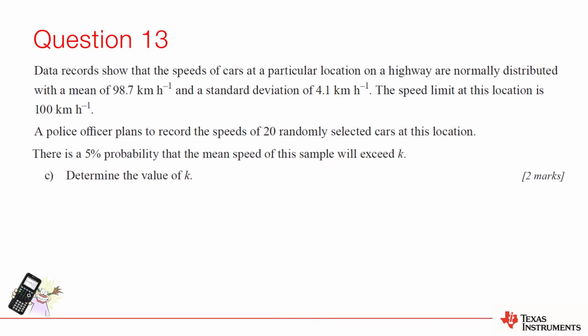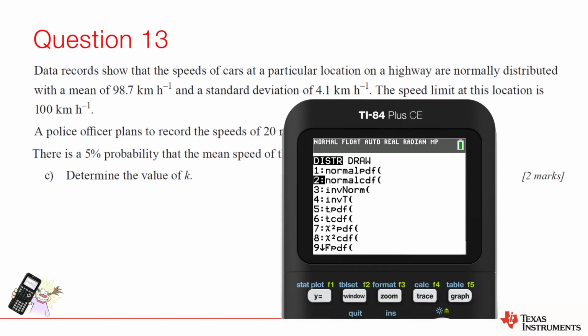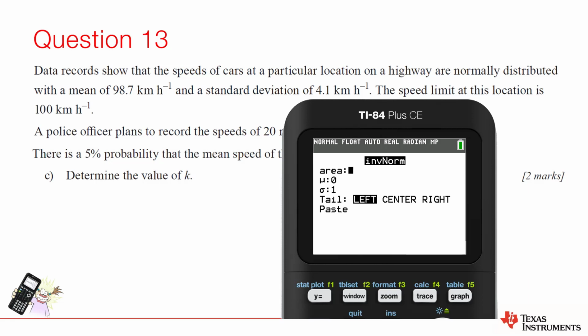Part C. This question is asking us to imagine that we have a sample with an average speed that is higher than some value k, and that there is only a 5% chance of finding a sample just like this one. So what is this value of k? Well, we have been given the likelihood of our sample, so we are using the inverse normal. The area we are using is 0.05.